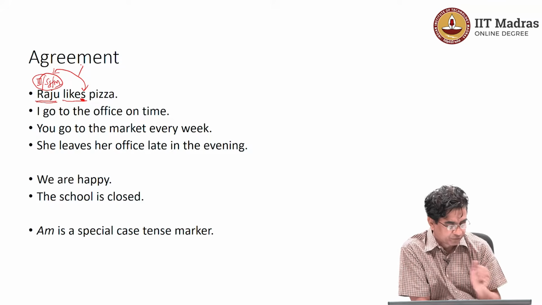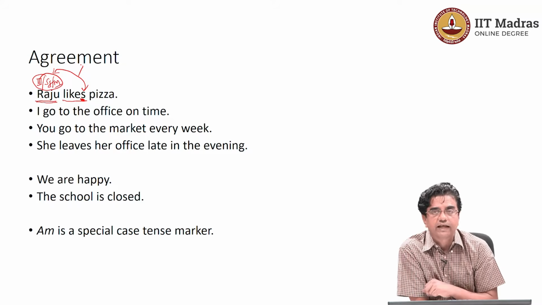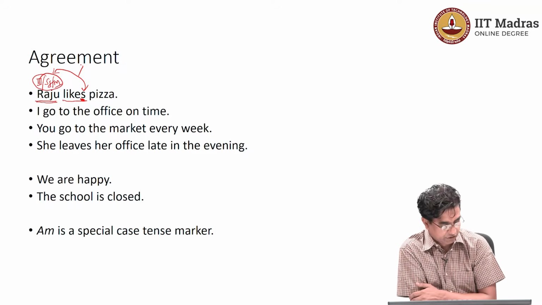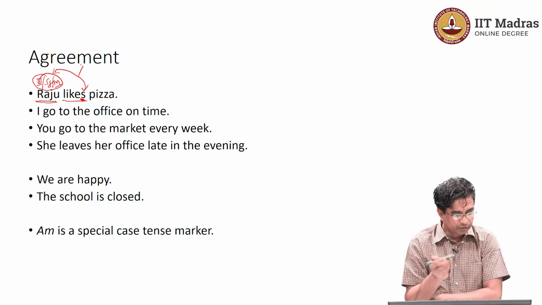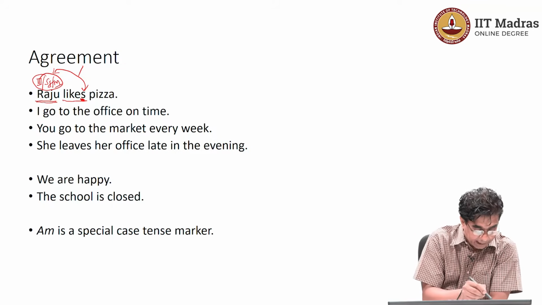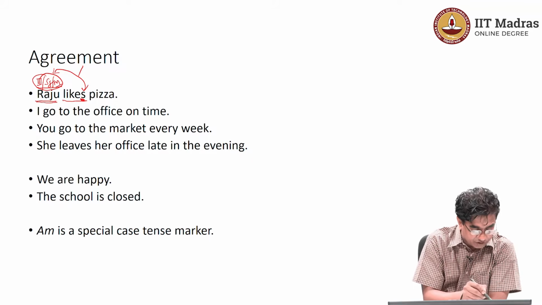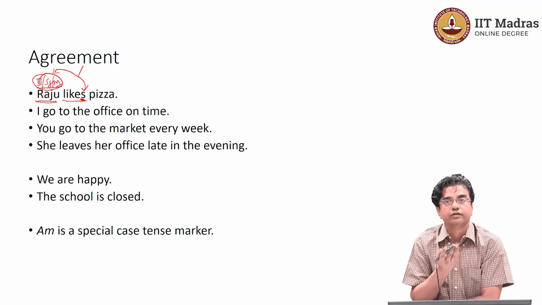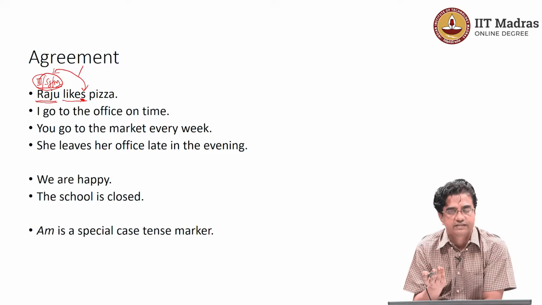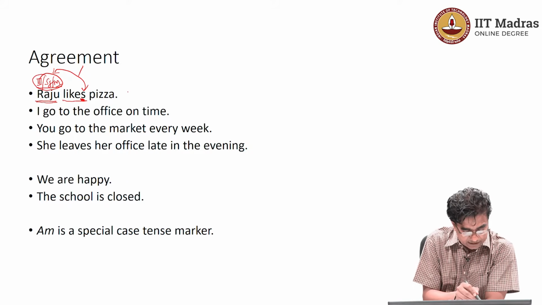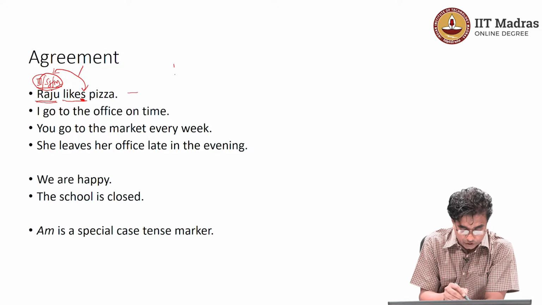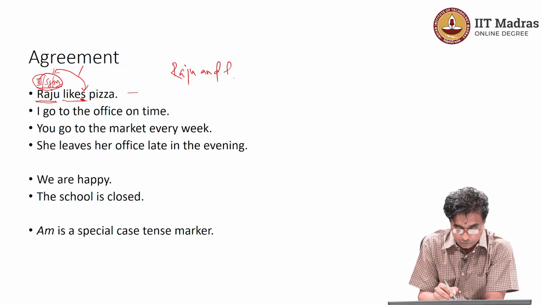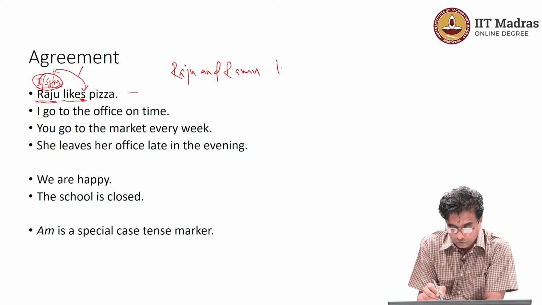So for example, we cannot say Raju like pizza, because the absence of these features on the verb will result in ungrammaticality of the sentence. So let's take another sentence just to Raju and Ramu like pizza.